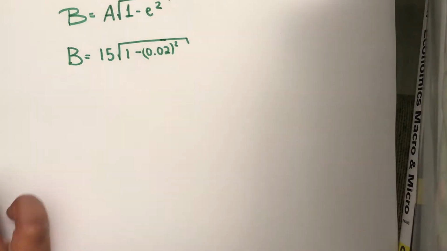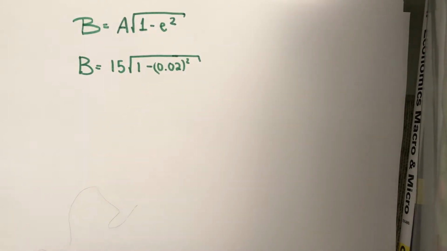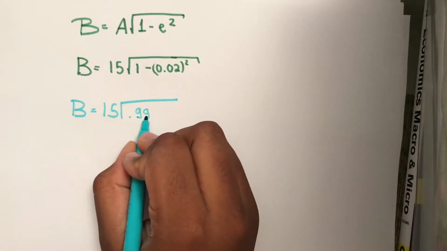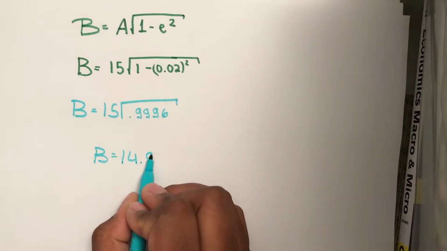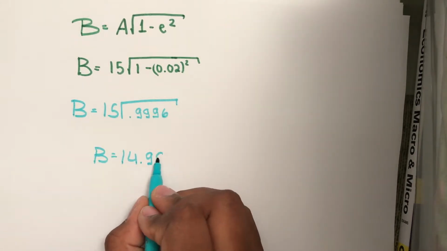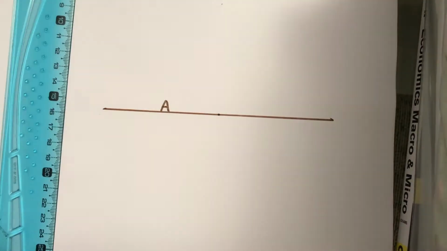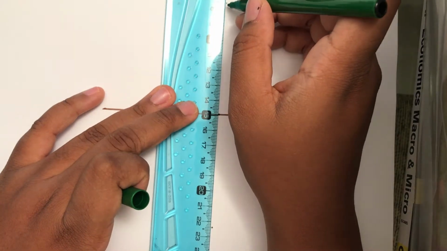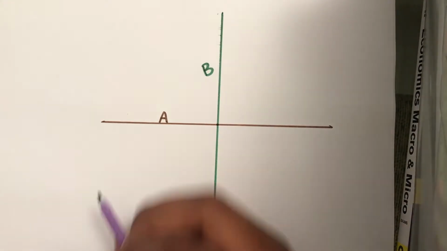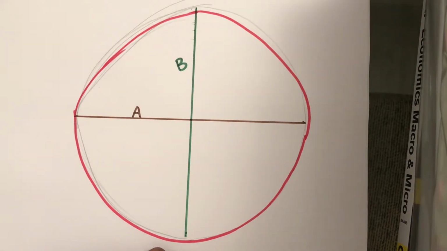We calculate B by using the following equation. B equals A times the square root of 1 minus E squared. Now we plug in the information we have. B equals 15 times the square root of 1 minus 0.02 squared. Therefore, B equals 15 times the square root of 0.996, which equals 14.997. Now we have gathered all the information necessary to draw the ellipse. This is the orbit of Earth in comparison to the Sun.